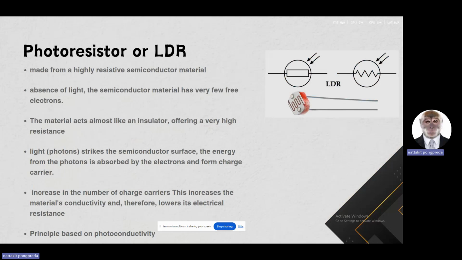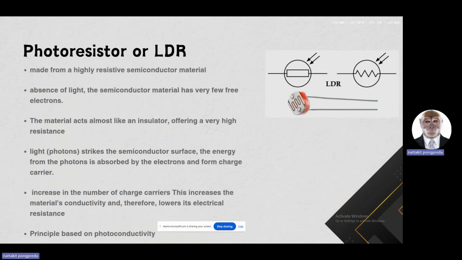However, on the other hand, a photoresistor or LDR is made from a highly resistive semiconductor material. In the absence of light, or when there is low to no light intensity, the semiconductor has very few free electrons. This causes an increase in resistance.